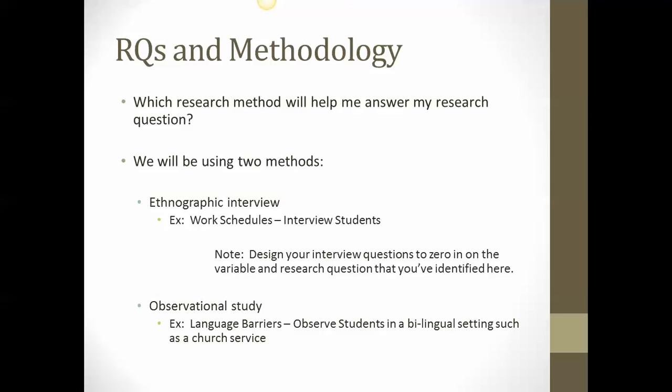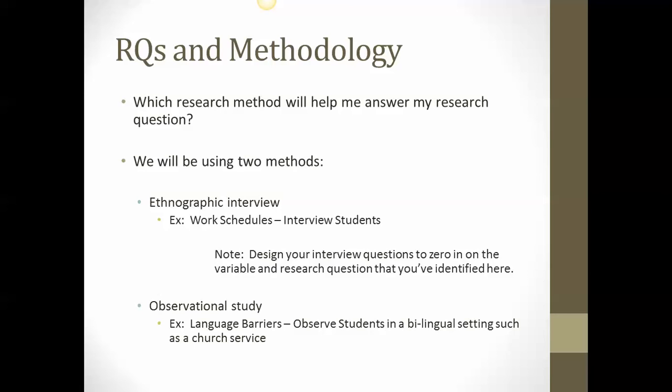So it's important to note here that you should design your interview questions to zero in on that variable and research question that you've identified here. So when you do your ethnographic interview, it should relate to that research question and variable. It shouldn't go off on a whole bunch of other tangents. You should really keep it focused. You're going to want to do some other things that are casual to get to know them in the interview, but at the end of the day, you're trying to answer that research question.